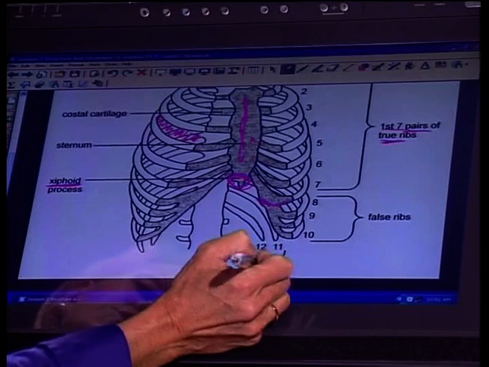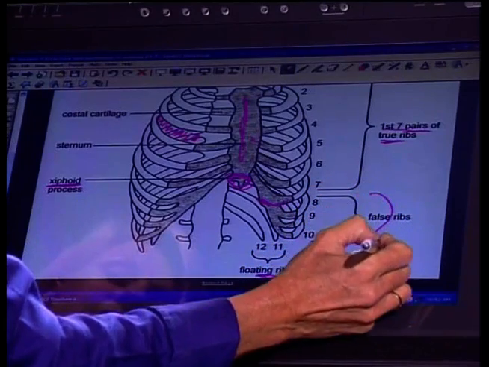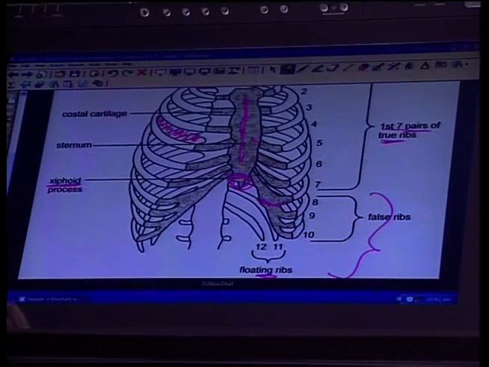And then we have our 2 ribs right at the end, which are floating ribs, and they are purely to protect the kidneys to a certain degree. So you've got these 5 pairs of ribs that are not true ribs, divided into floating ribs and false ribs. Your true ribs are attached at the back and at the front.